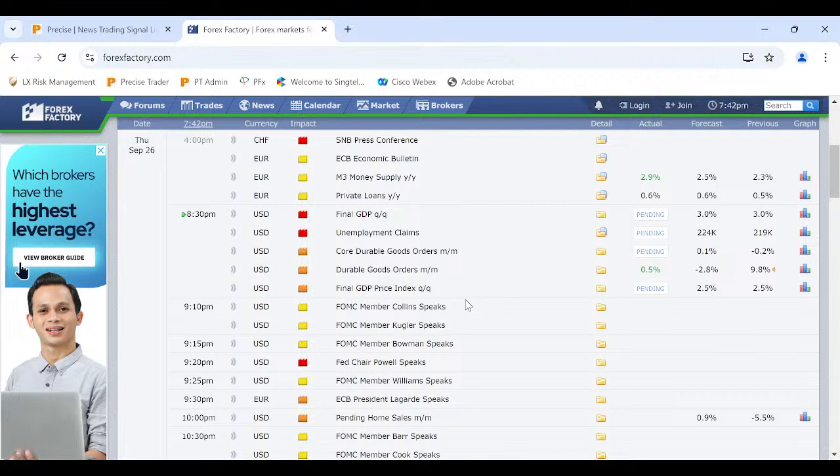Okay, I think the durable goods data came out super good. Core durable goods month on month is super good. Unemployment claims is also better, and final GDP came out as expected. The durable goods month on month is also better than expected. So the data overall is good and supportive to the dollar. Supportive to the dollar. So let's see any of our trade filled.